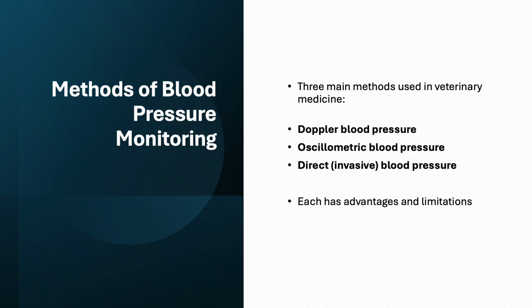There are three main methods used for monitoring blood pressure in veterinary medicine. The first is a Doppler blood pressure. Second, oscillometric blood pressure monitoring. And the last is direct or invasive blood pressure monitoring. Each has advantages as well as limitations.